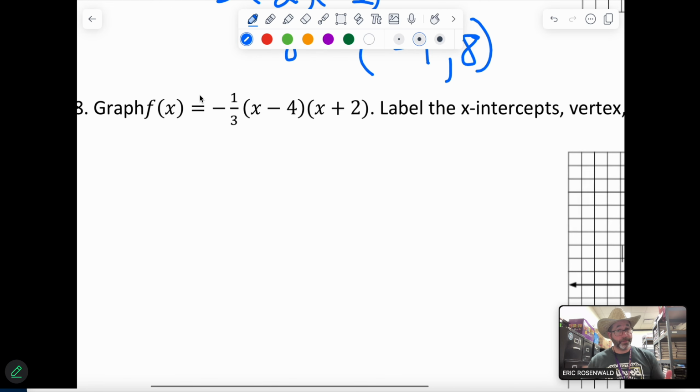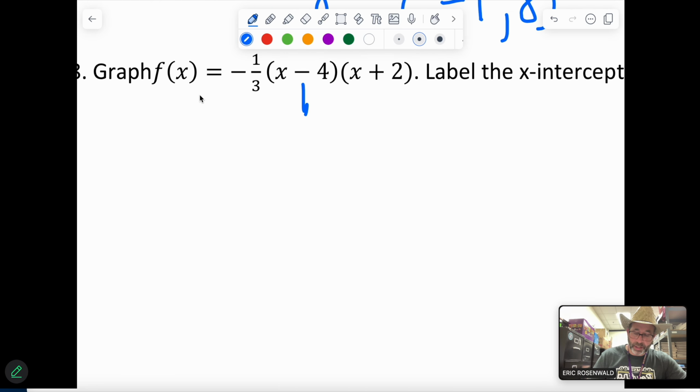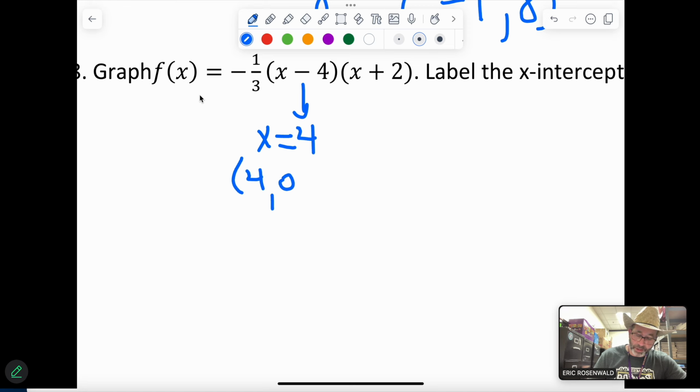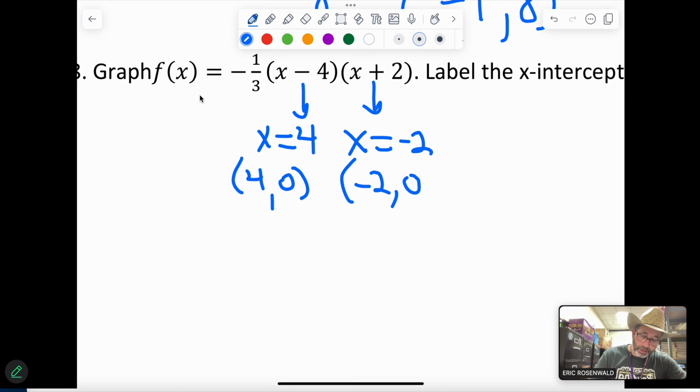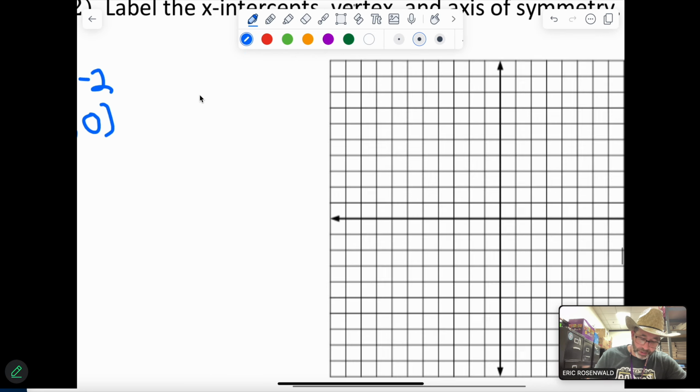We're going to go a little quicker. All right, if we solve for x here, we get that x is equal to 4. So we get a zero at 4, 0. If I solve for x here, we get that x is equal to -2. So now we have a zero at -2, 0. Let's make points at 4, 0 and -2, 0.